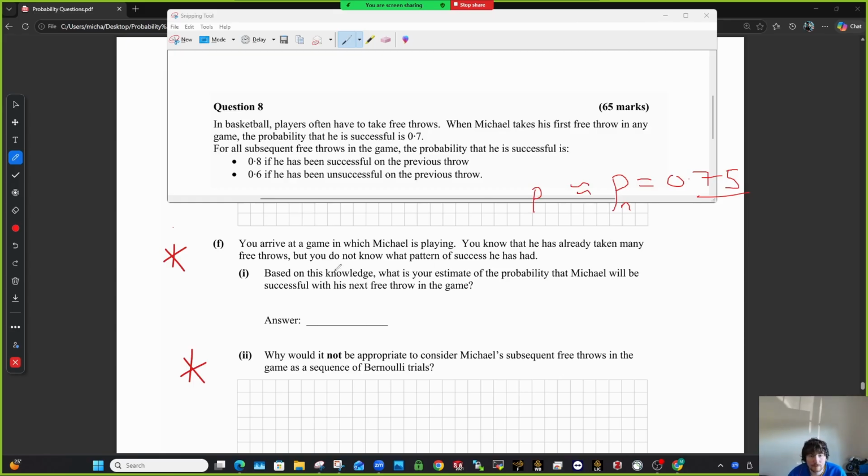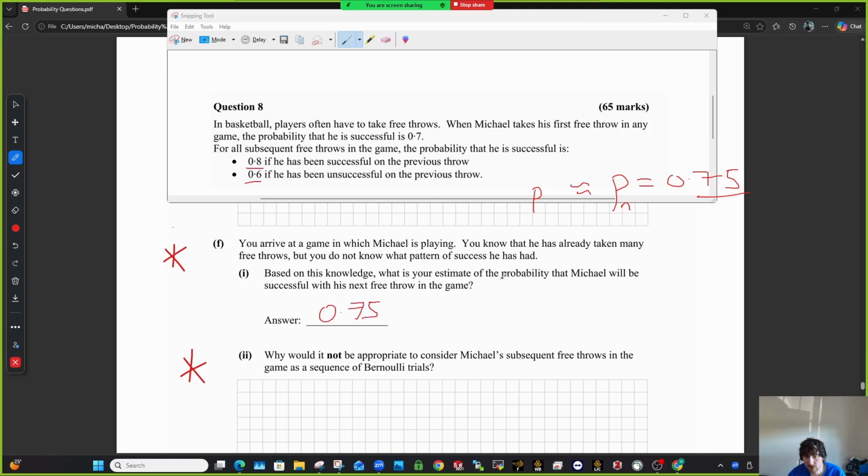Okay. But you do not know what pattern of success he has. In other words, you don't know whether he scored or missed on the previous shot, right? So we'd need to know what he did in the previous shot to take into account. Is he going to have a 0.8 chance of scoring if he scored before, or is it going to be a 0.6 because he missed before? So we don't know. So our best guess at this is what we just worked out there. It's the 0.75.